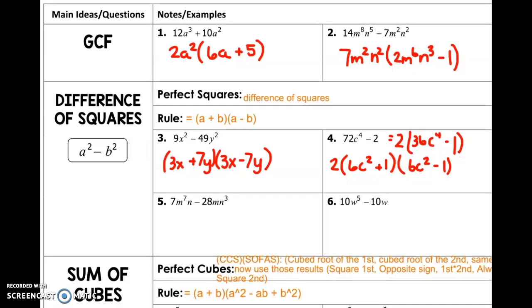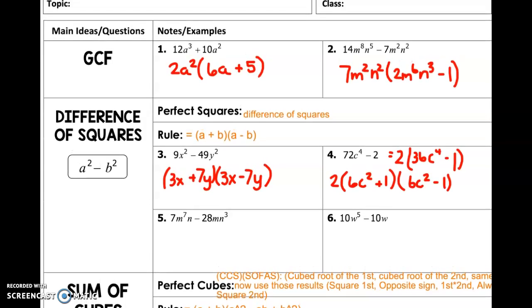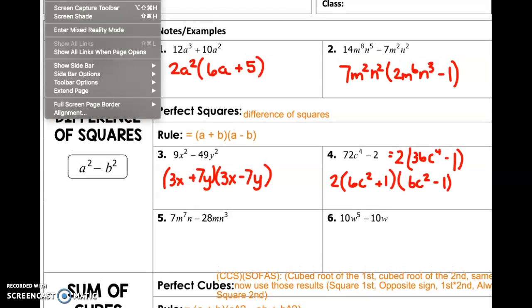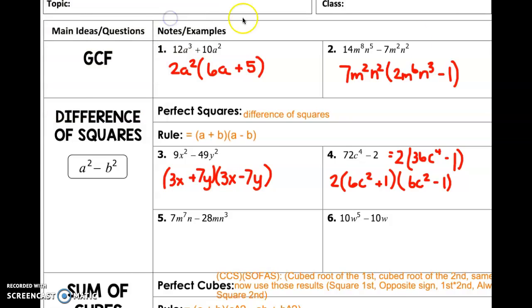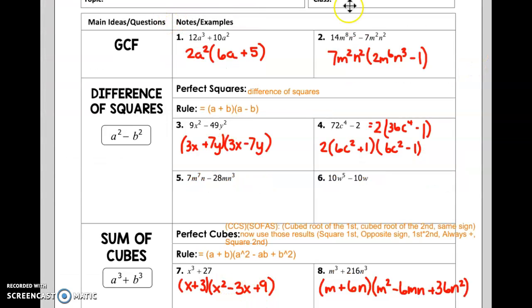Okay, difference of squares. This is where it gets a little bit interesting, but I'll be done in just a little bit. The next thing I talk about is difference of squares.